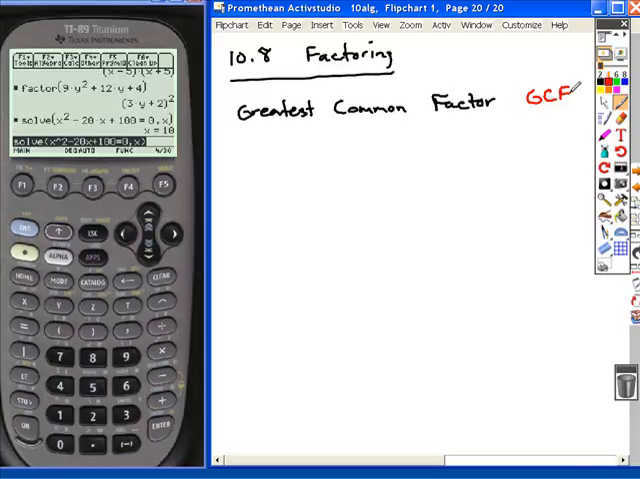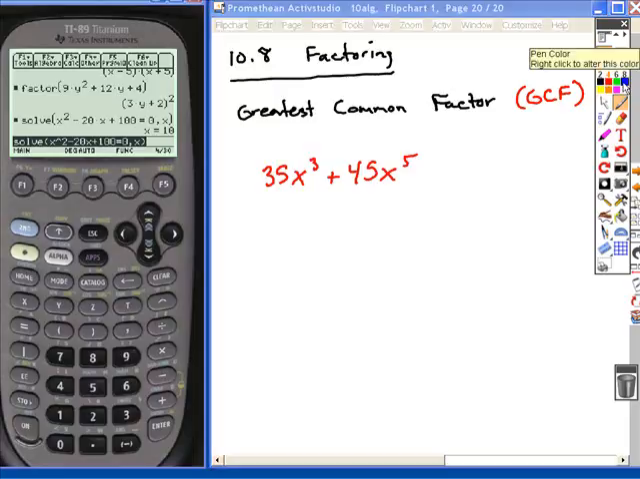The greatest common factor, GCF, is just something that you're looking for: all common factors that you can remove. Basically, you're looking to see if you were given an expression, so 35x cubed plus, let's say, 45x to the fifth, and you want to find what is the greatest common factor that you can remove from these.